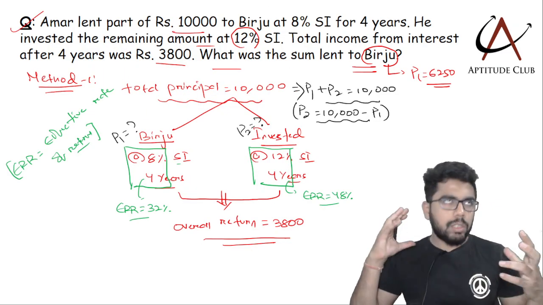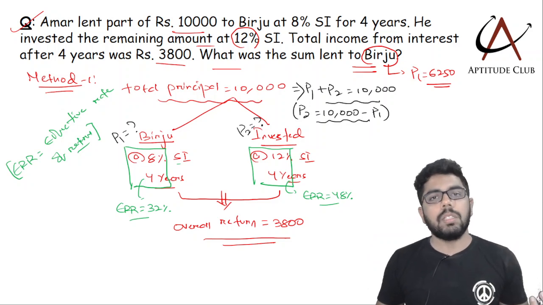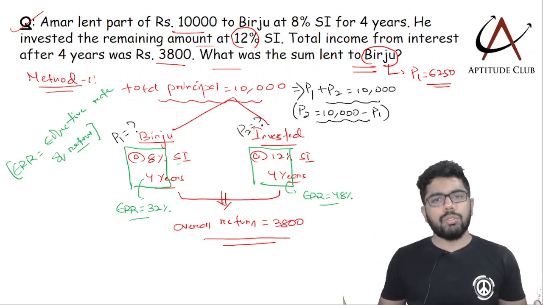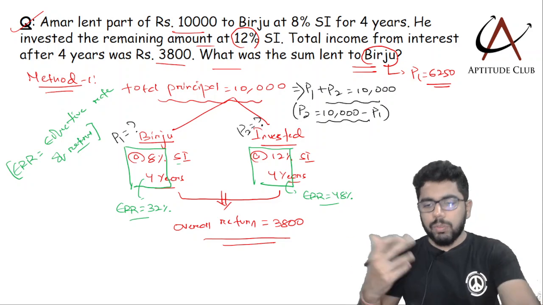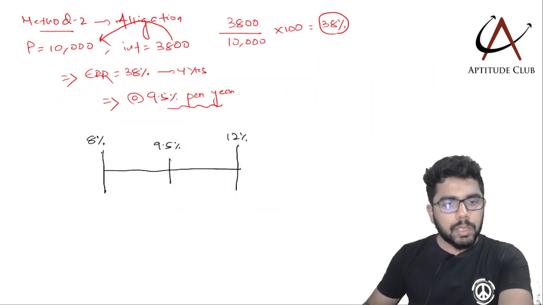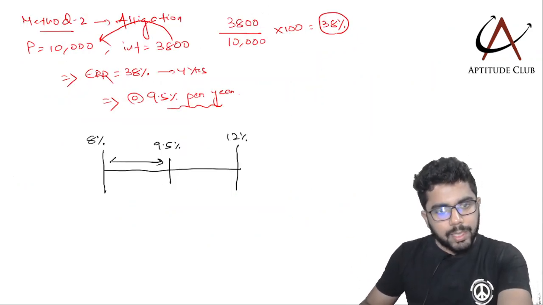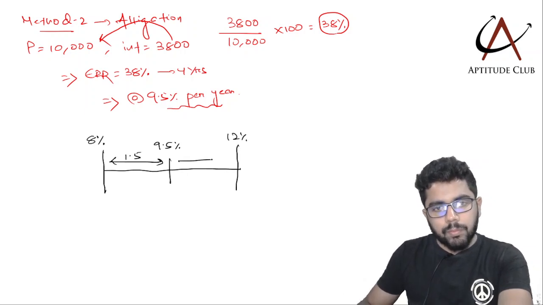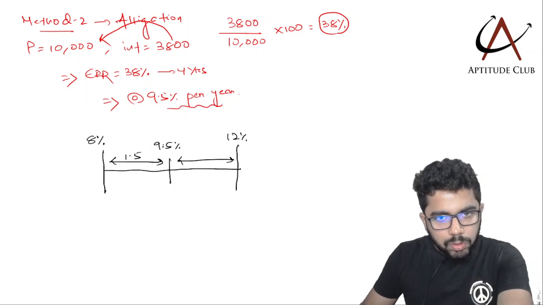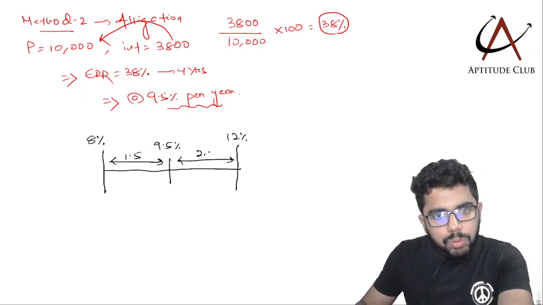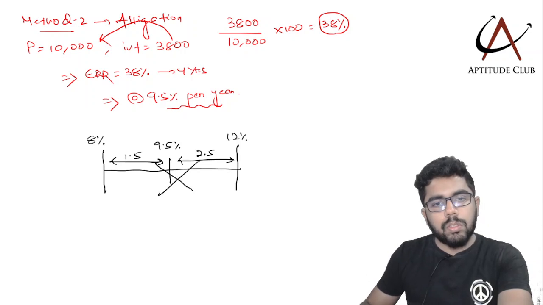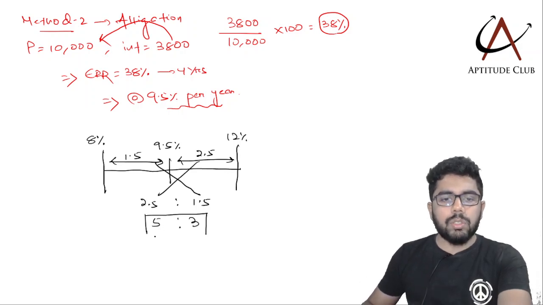And obviously, when you read it, it will make sense. Okay, Birju is giving 8%, investment is giving me 12%. So overall should be somewhere between 8 and 12, and that we calculated as 9.5%. Now this gap is 1.5, and this gap is also, this is 2.5. So 2.5 is to 1.5 is basically like 5 is to 3. So I got the ratio.